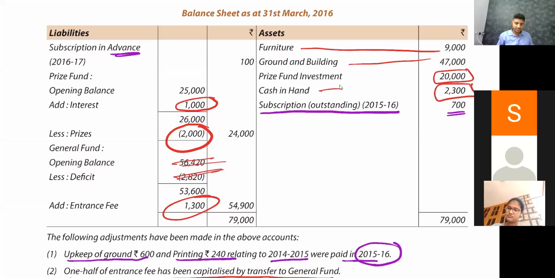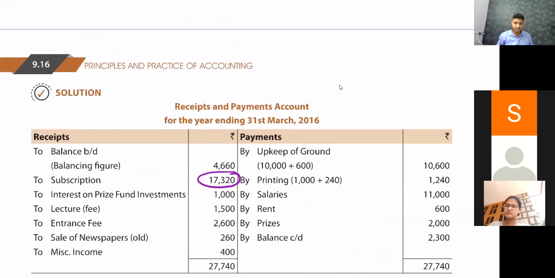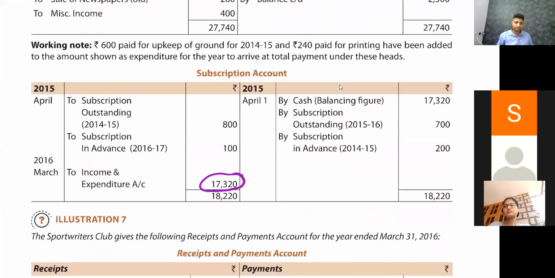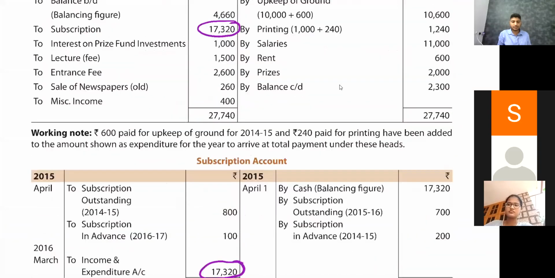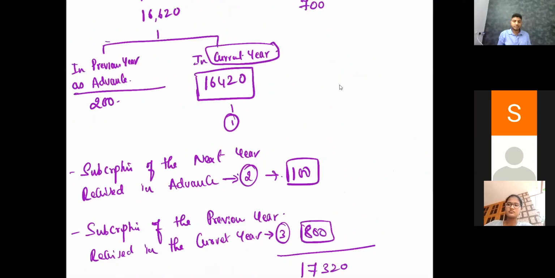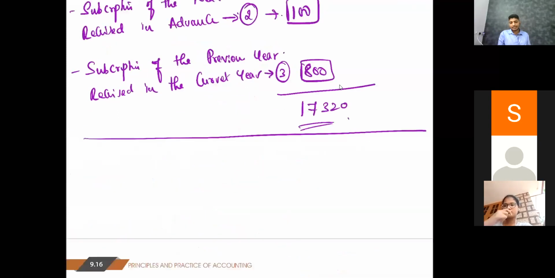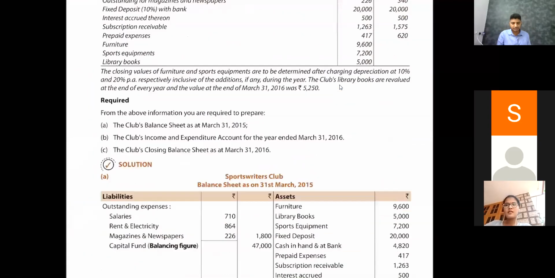Then entrance fees has already gone. So this is it. Okay, understood the sum? Any questions you have, you may ask now. Okay, take 5 minutes and prepare this. Prepare the receipts and payment account and balance sheet quickly. Okay, what I want you to do is read the next sum, that is illustration 7.